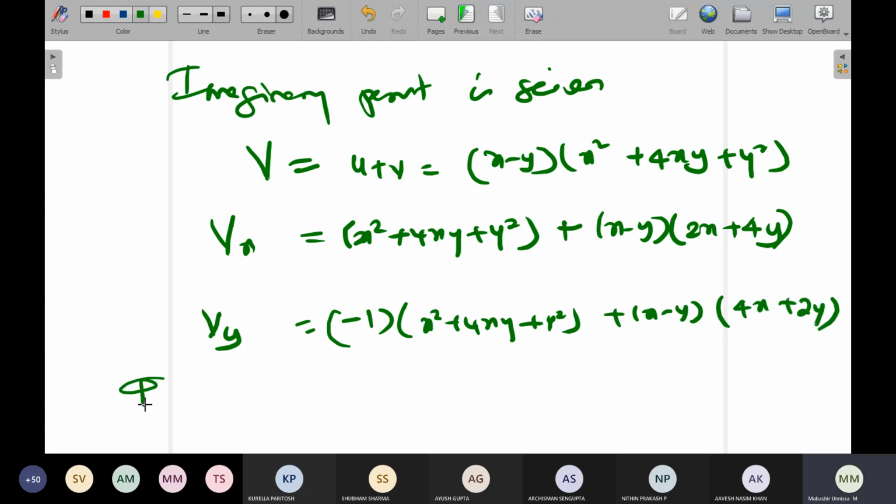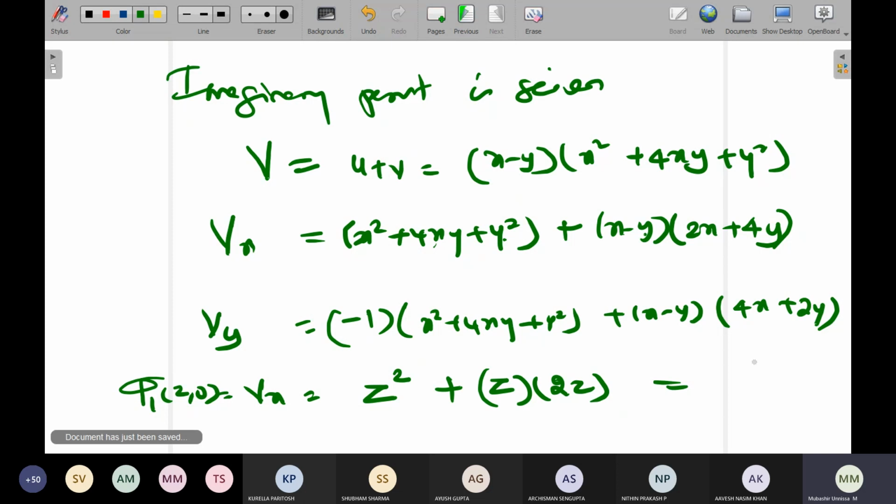Now you take pi 1 of z comma 0 is equals to Vx. When you take pi 1 of z comma 0, you'll get z square. This term will become 0. This term will become 0. And plus z minus 0, so here you will get into 2z. Then the other term will become 0. So totally you will get 2z square plus z square, it is 3z square. Is it clear?